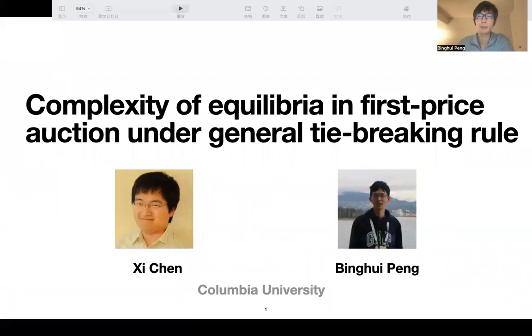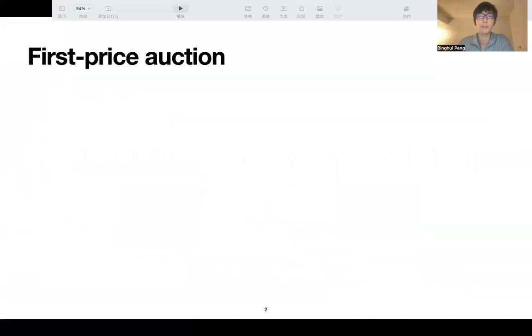I'm Binghui Peng. I'm going to talk about our recent work on the complexity of equilibria in first price auction under general tie-breaking rule. This is a joint work with Chen.